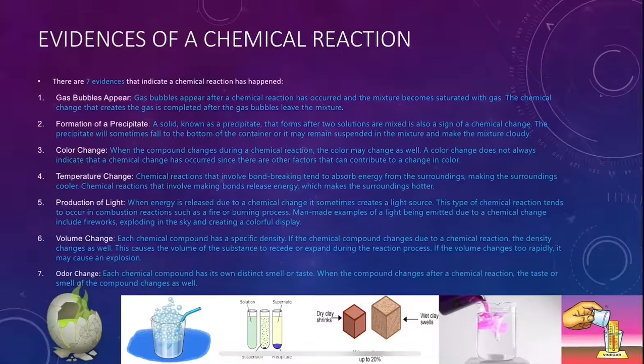Here are some evidences of a chemical reaction. There are 7 evidences that indicate a chemical reaction has happened. The first one is gas bubbles appearing. Gas bubbles appear after a chemical reaction has occurred and the mixture becomes saturated with gas. A chemical change that creates the gas is completed after the gas bubbles leave the mixture.